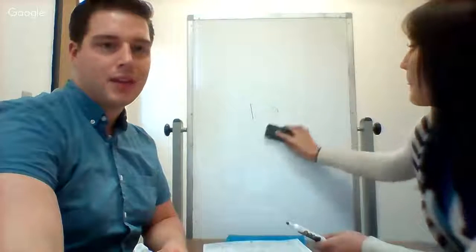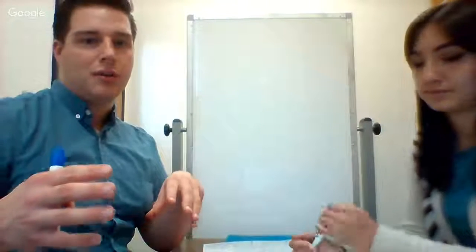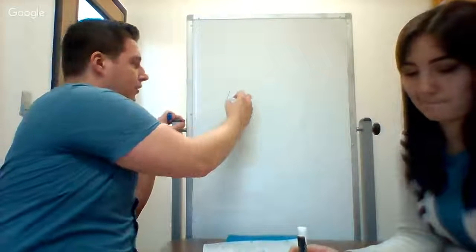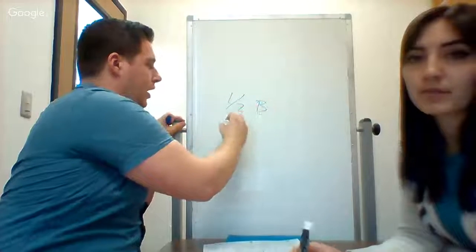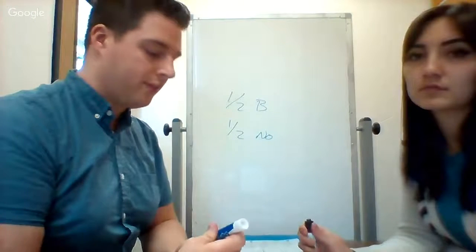Yep, exactly. All right, and now it's asking about a cross between a male with a beard and a female without a beard, and they produce a 1-to-1 beard to no beard ratio among the females. And so half of the females are going to have a beard, and half of them are going to have no beard.